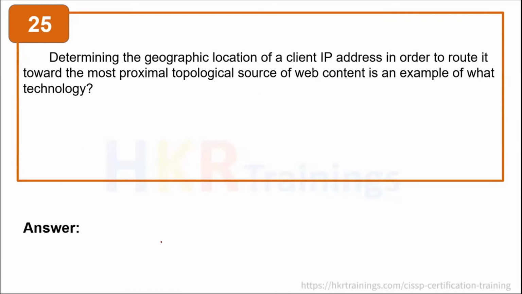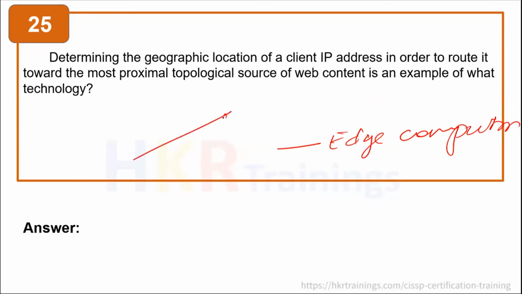Moving on to the 25th question. Determining the geographic location of a client IP address in order to route it towards the most proximal topological source of web content is an example of what technology? So we use something called edge computing.